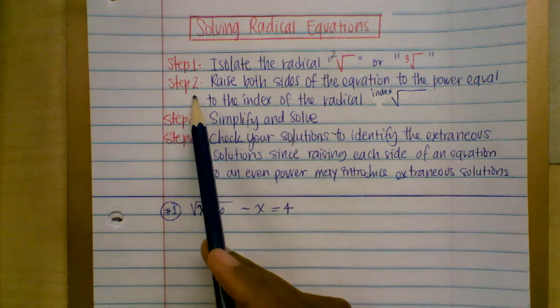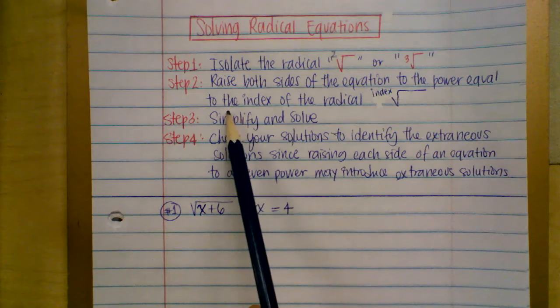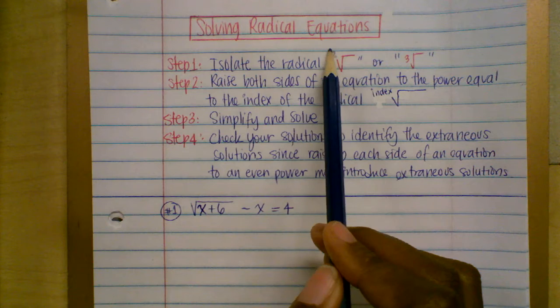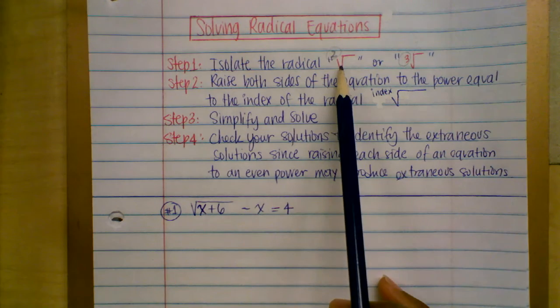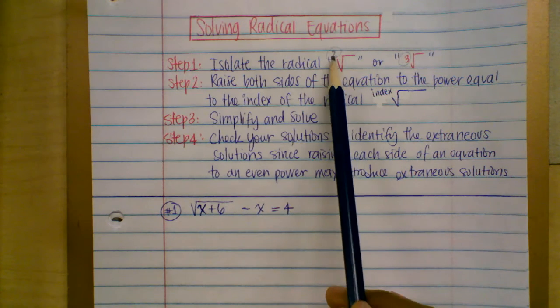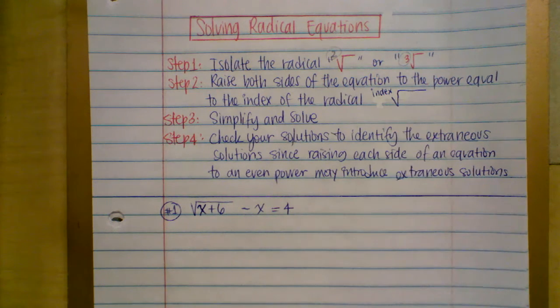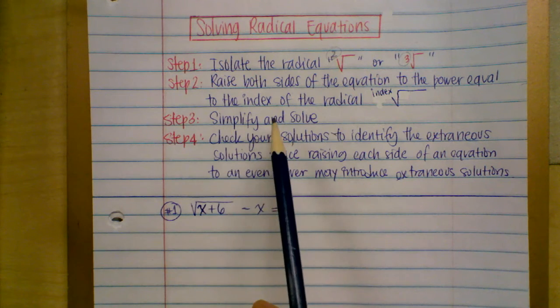Okay, so now step 2. You're going to raise both sides of the equation to the power equal to the index of the radical. Again, the number that is located on the top left corner of the radical, we call that the index. So in order to undo the square root, you're going to square both sides. In order to undo the cube root, you're going to cube both sides. Why? So you can undo the radical, basically remove the radical. Now, step 3, you're going to simplify and solve.